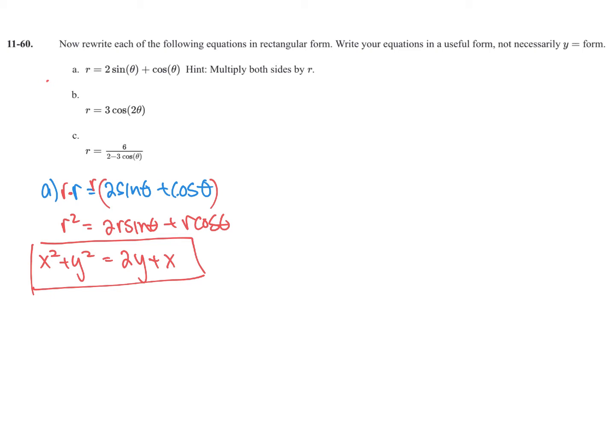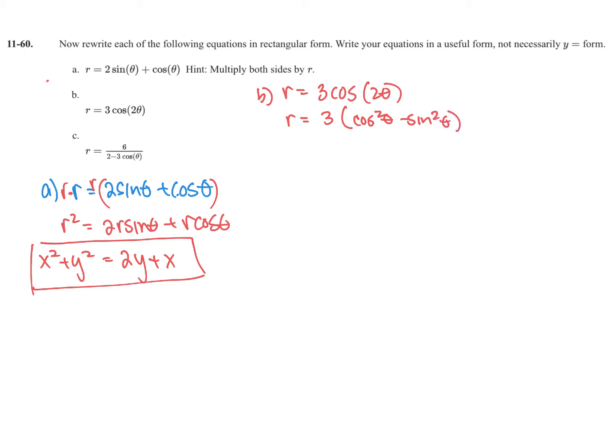Letter B. Letter B is r equals 3 cosine 2 theta. So what you have to do is handle that double angle there. So what I'd like you to do first is go ahead and rewrite cosine 2 theta. There are 3 identities to pick from. I am picking the cosine squared theta minus sine squared theta.